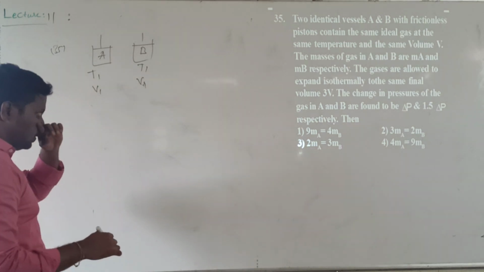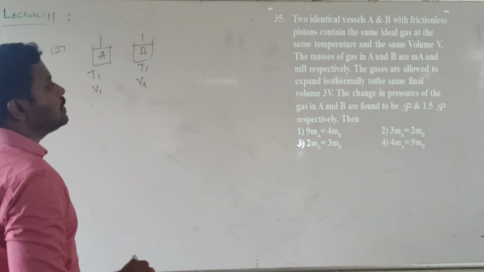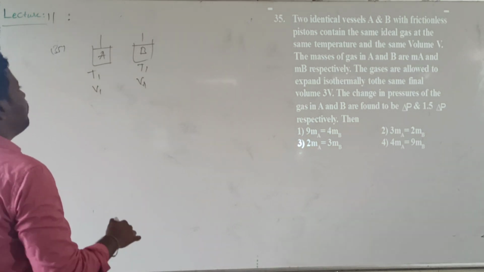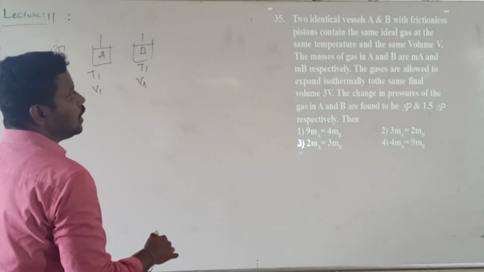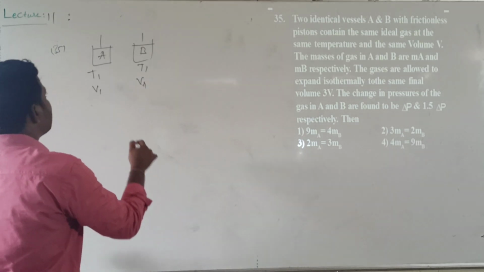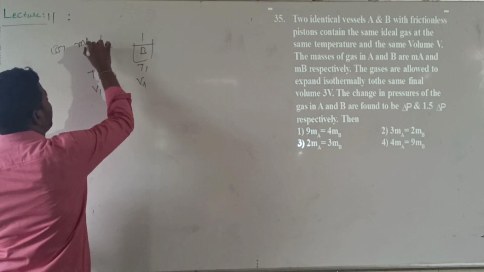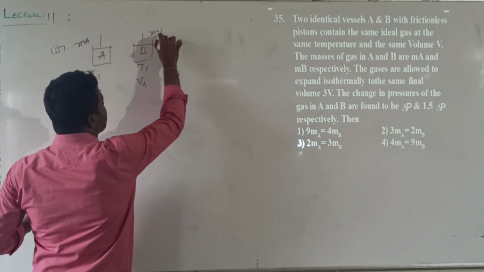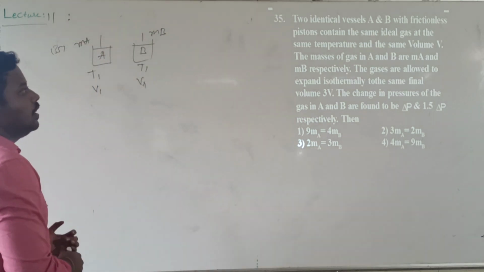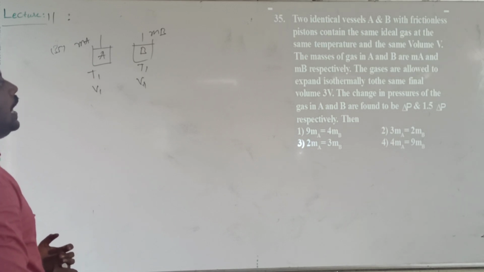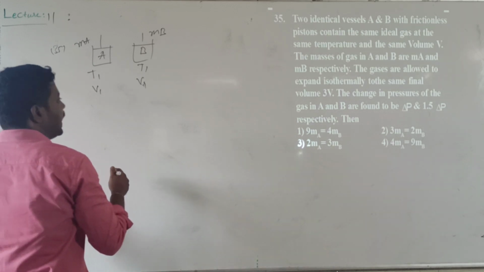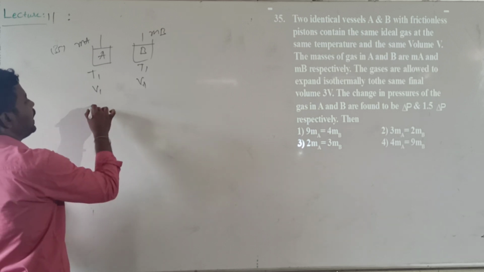Now the masses of A and B are given. Mass of A is m_A, and mass of B is m_B. Now the gases are allowed to expand isothermally to the final volume.